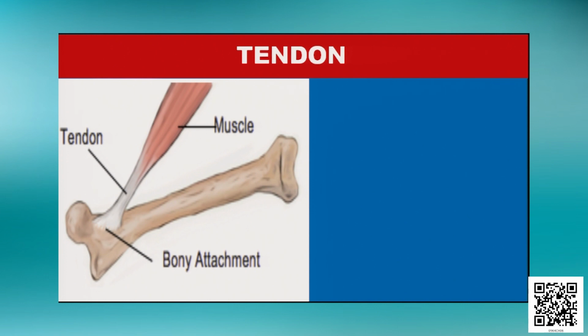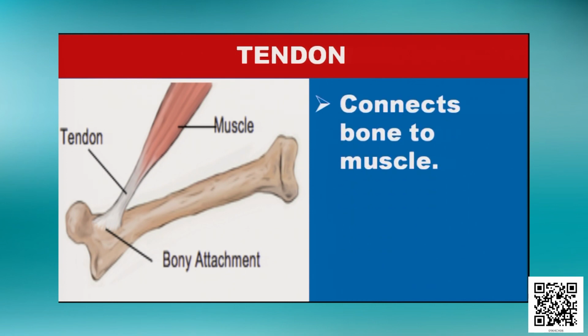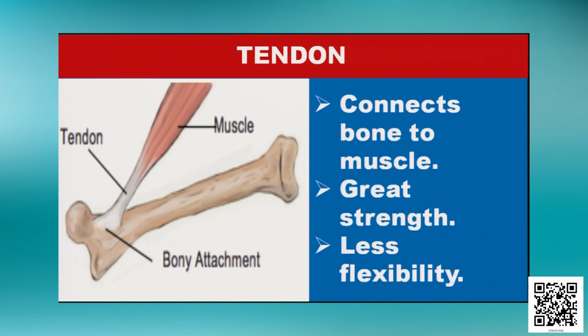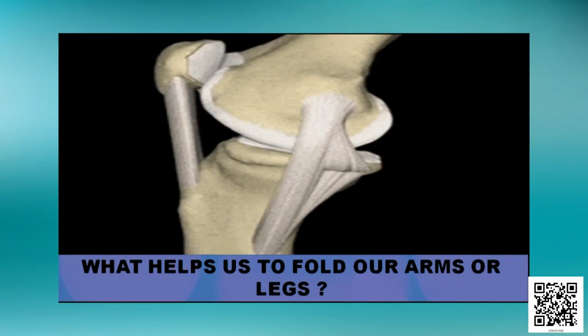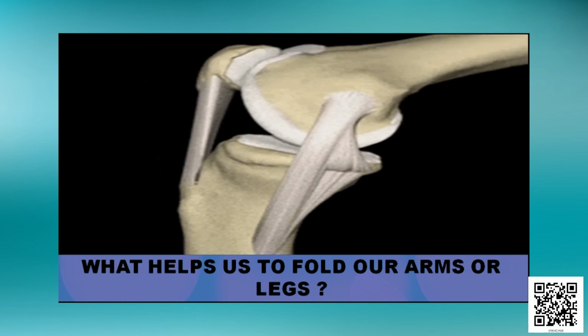Look at the picture on the left side. A muscle is shown and the bone is shown, and a white colored part is the tendon. Tendon is the connective tissue which joins bone with the muscles. This tendon has great strength, but flexibility is less. Even though it has great strength, the flexibility is very less. Let us see the animation. Another one is for you.